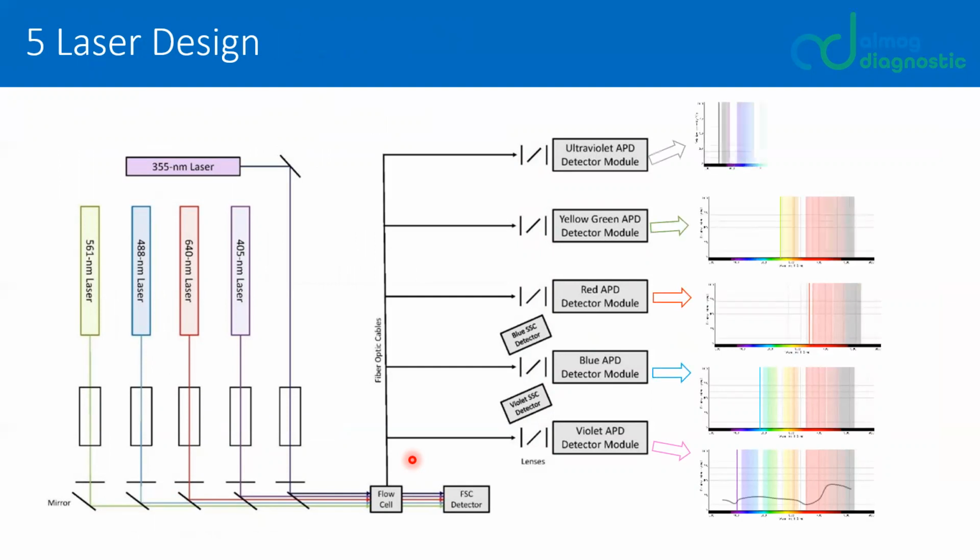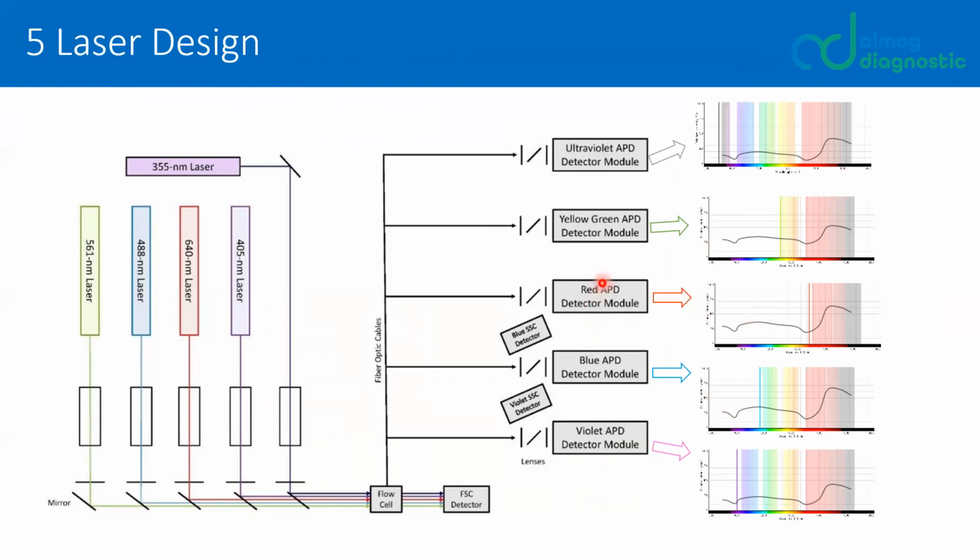So in order to show you how the spectral signature is created, we will look at the 5-laser Aurora optic design. You can see the range of detectors in each detector module for each laser. The lower the excitation wavelength, the more detectors we have in the detector module. So you can see for the UV and for the violet laser, we have 16 detectors. We have 14 for the blue, 10 for the yellow-green laser, and 8 for the red laser.